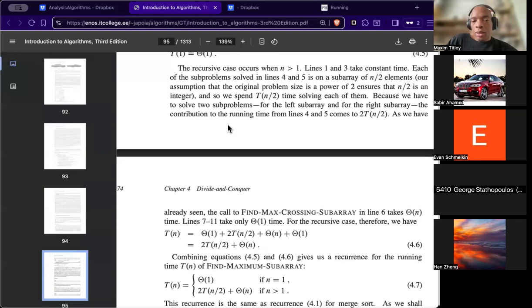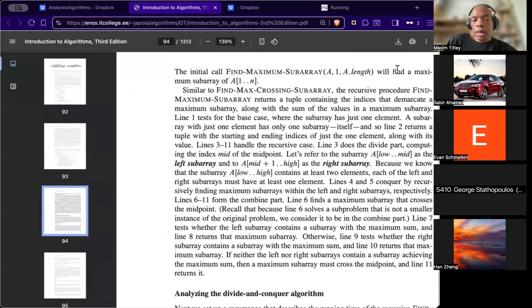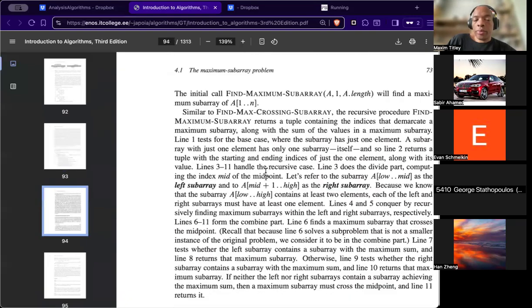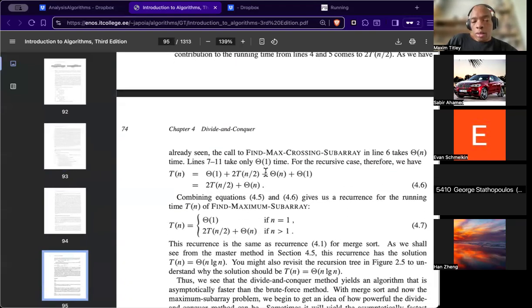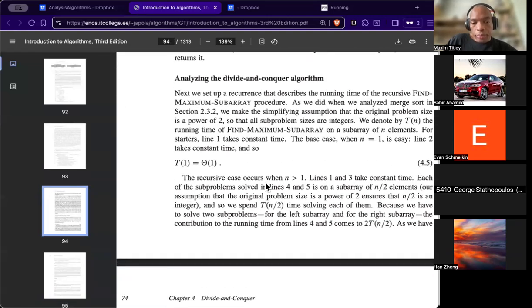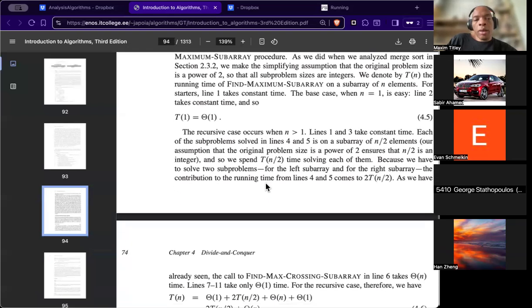Okay, so now coming further down, we have the following. The recursive case occurs when n is greater than 1. So lines 1 and 3 take constant time. And by that, they're referring to these up here. Now, looking further, they're saying the following. Each of the subproblems solved in lines 4 and 5 is on a subarray of n over 2 elements.